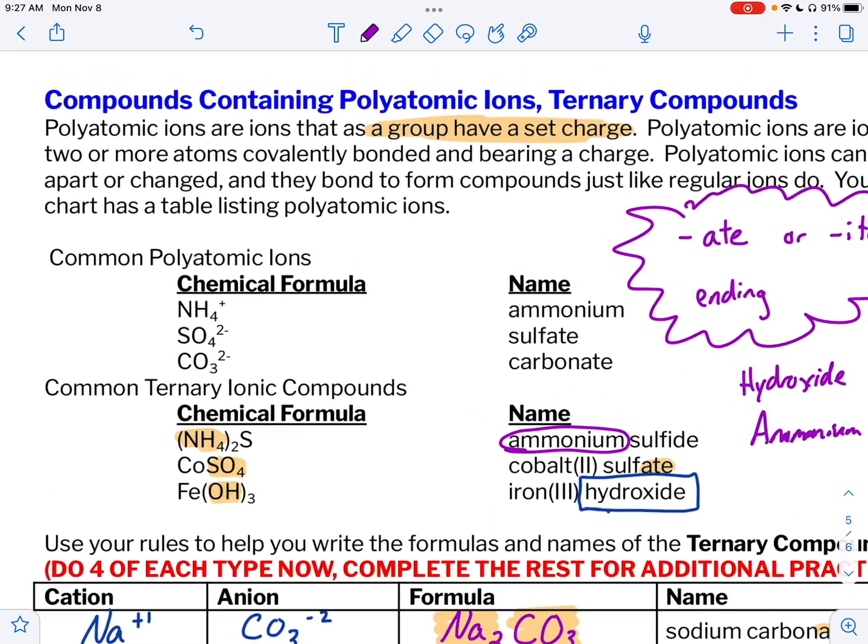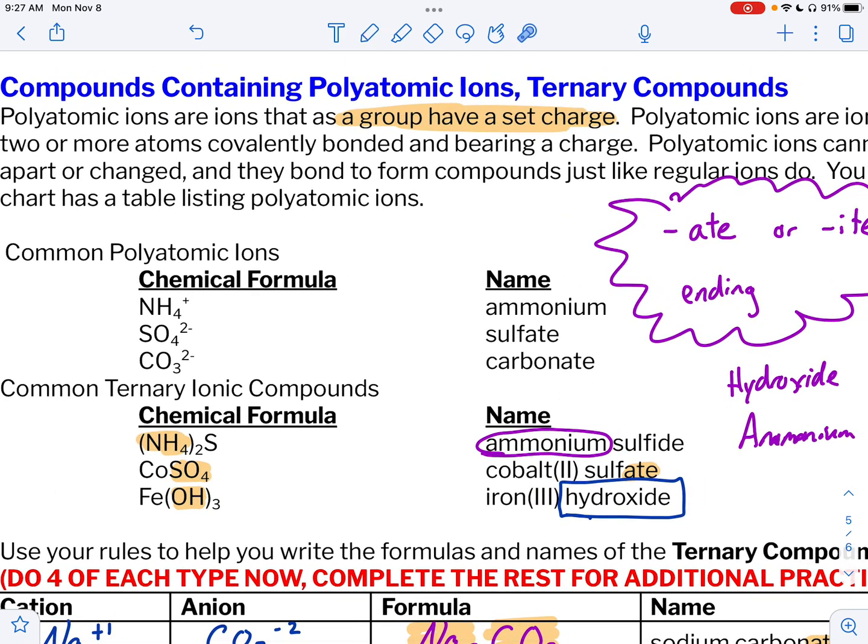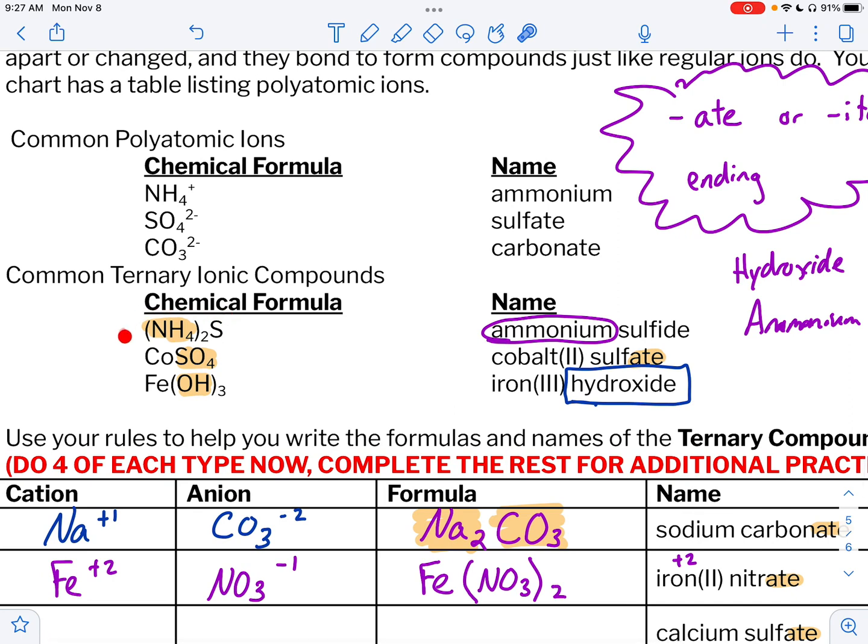So here's a couple examples, and polyatomic ions also use charge, so we'll be using a positive or negative charge based on the polyatomic and the charge it has as a group. And when we take the formula and write the name, we're going to identify the polyatomic ion, in this case NH4 is ammonium, and write that name of the polyatomic ion first, and then whatever it's combining with or bonding with second. In this case it's a sulfur, so we'll change that to sulfide.